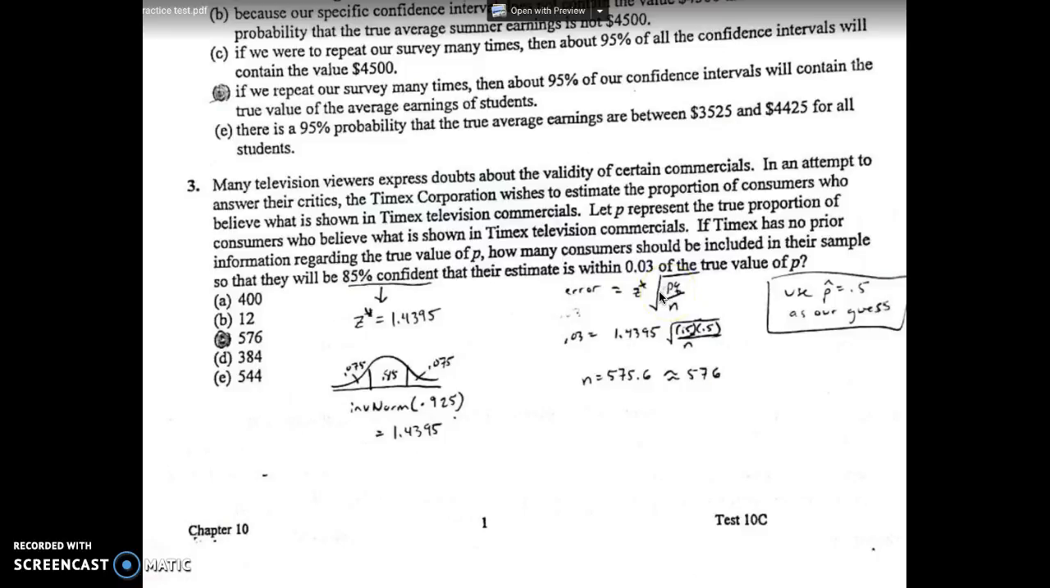But I went back and I looked at this problem a couple times at first, and I was like, I don't know what P and Q are. They don't tell me what they are. But the key to figuring that out is they say Timex has no prior information about the value of P. And when you did your reading of 10.3, it says in there that when you don't know what P hat is, that you should use 0.5 as your guess. So I'm using 0.5 for P hat, which means I'm also using 0.5 for Q hat. So when I plug those numbers in and I do my algebra, I get that N is 575.6, which rounds to 576. So my answer is C for number 3.